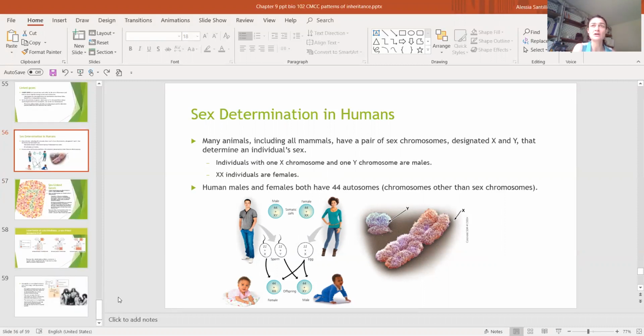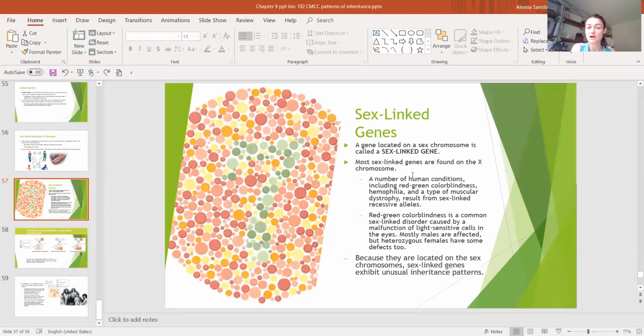For example, there are a few genes that are found only on the X chromosome and not on the Y chromosome, like red-green color blindness, okay? The genes that are found on sex chromosomes are known as sex-linked genes. An example of a sex-linked gene is the ability to see color. There are more red-green colorblind males than there are red-green colorblind females.